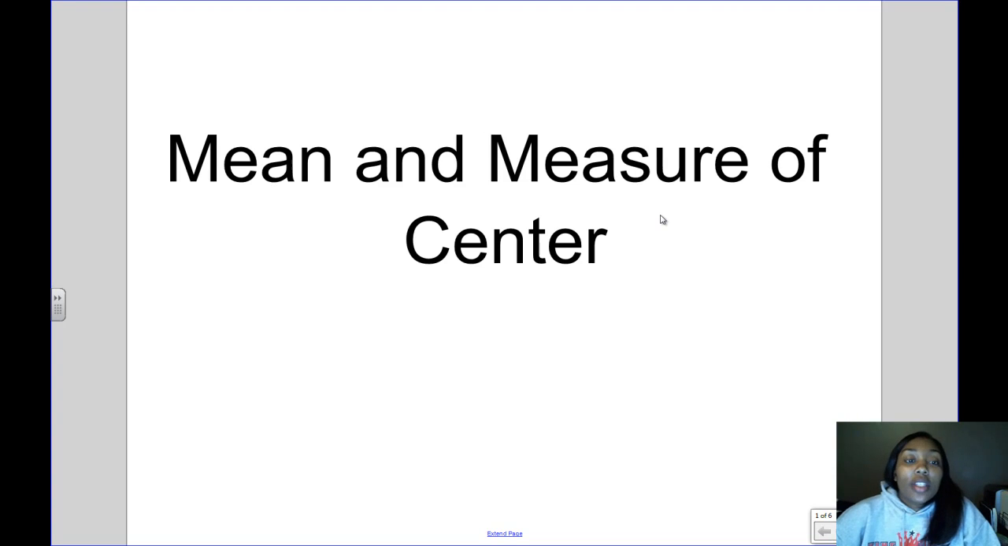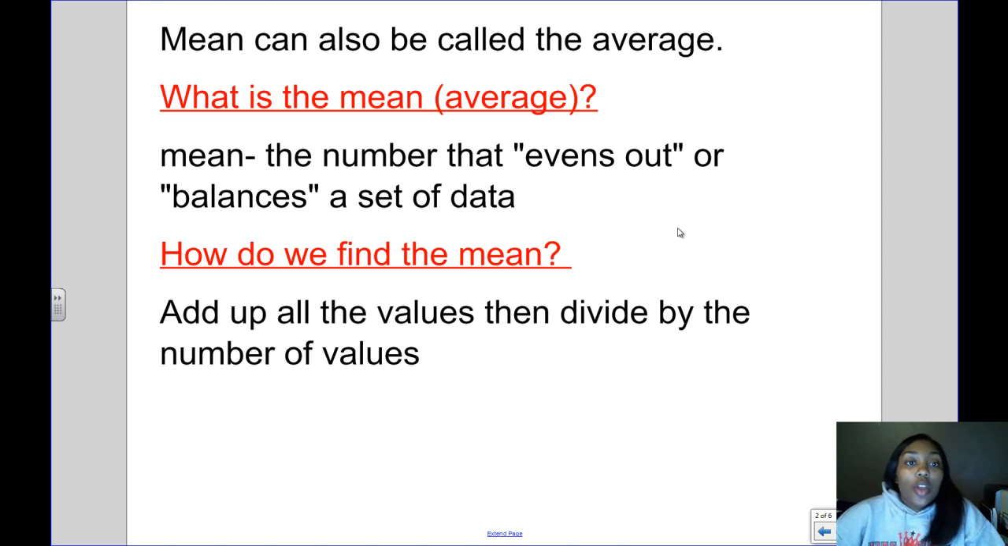So today's video is about mean and the measure of center. Mean, which can also be called the average, is the number that evens out or balances a set of data. If you were to take a set of data where each number had different values, the mean would be, what would that number be if all of the values were the same? How do we find the mean? We can add up all the values and then divide by the number of values that we have.